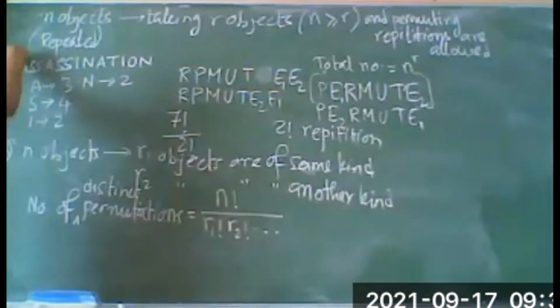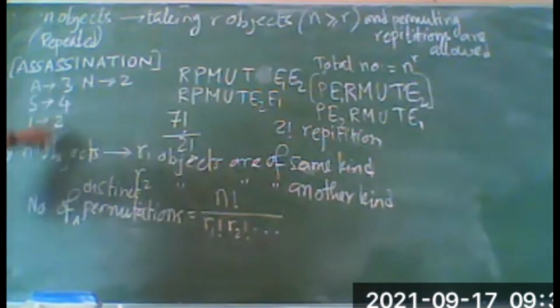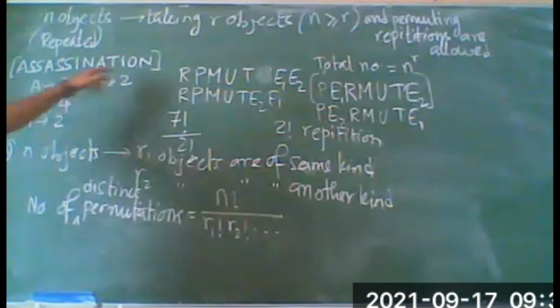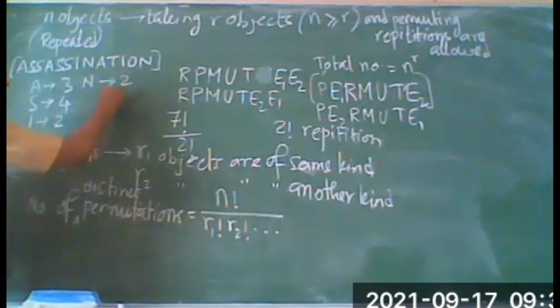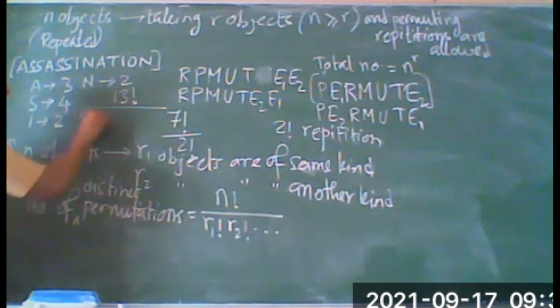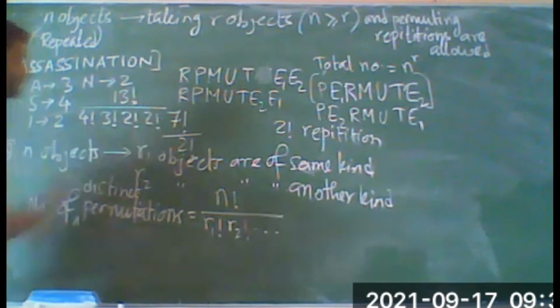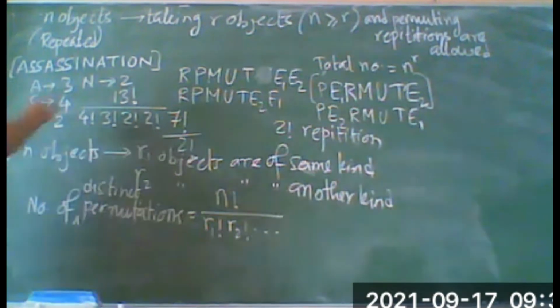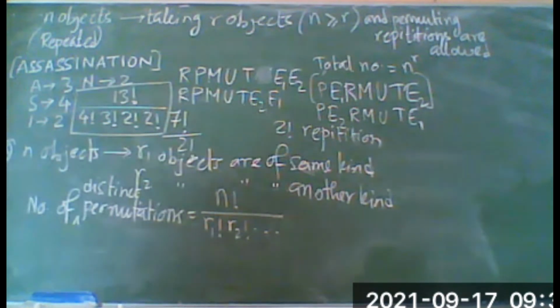So the total number of letters is 4, 3, 2, 2, that is 11, and 2 extra letters, T and O. So that means a total of 13 letters. The total number of permutations will be 13 factorial divided by all the repetitions, that is 4 factorial into 3 factorial into 2 factorial into 2 factorial. This will be the total number of permutations of the letters of the word assassination.